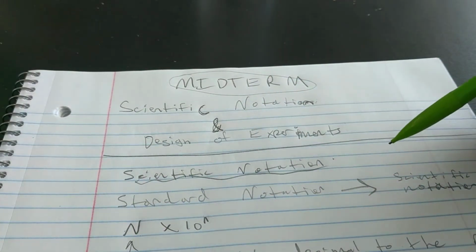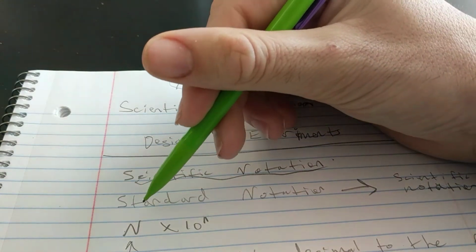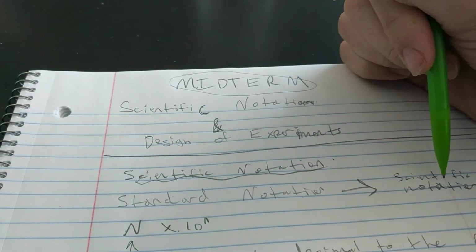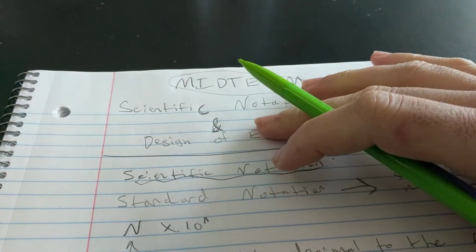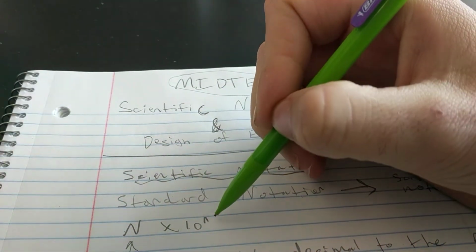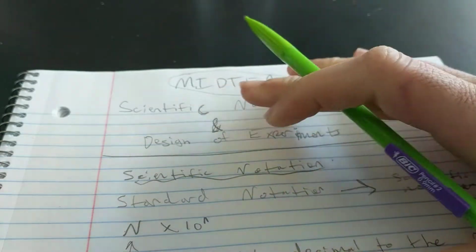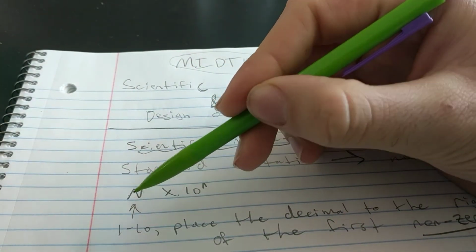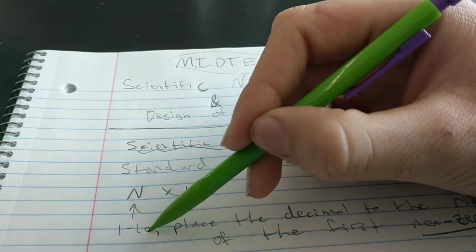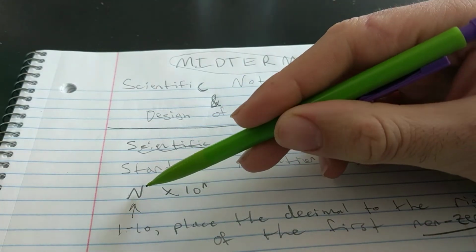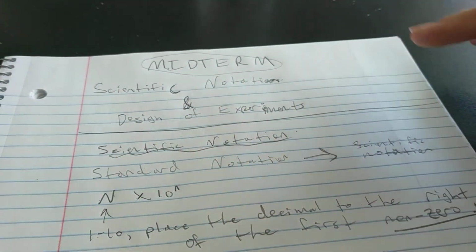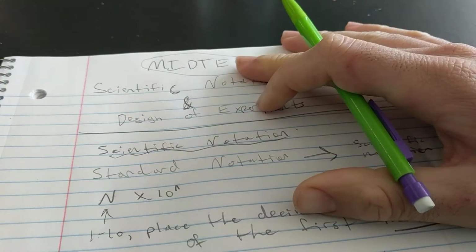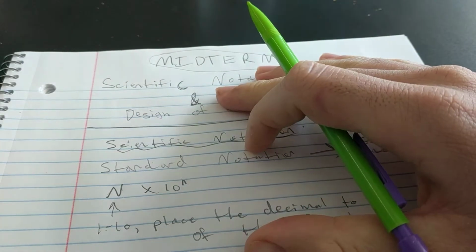Regular numbers are called just standard notation. If we're going from standard notation to scientific notation, let's break down the rules of what we need to do. This is the general form for scientific notation. This number N is a number between 1 and 10. How do you get N? You need to place the decimal to the right of the first non-zero number. What do I mean by that? Let's look at this example.